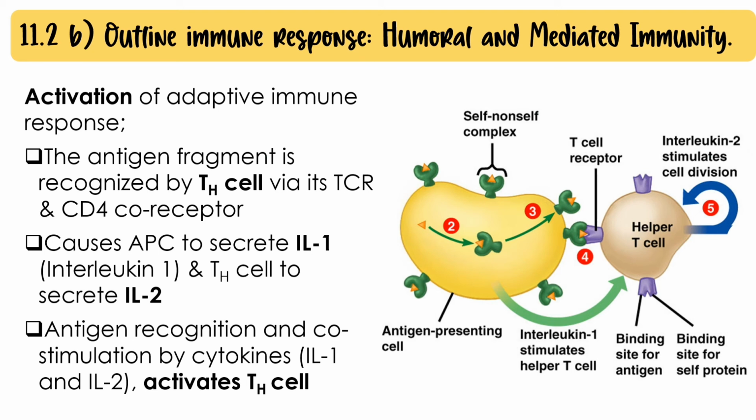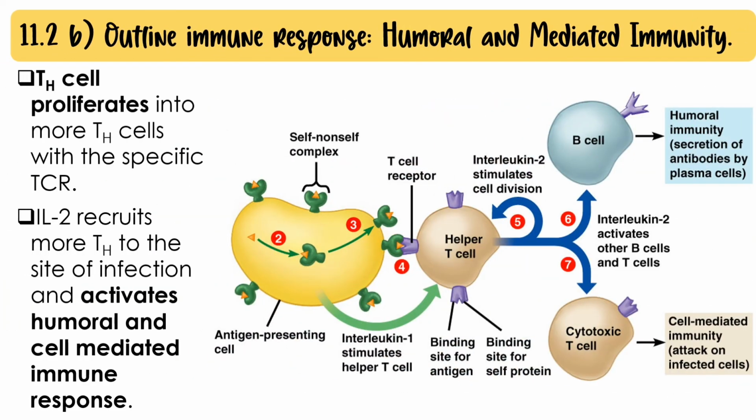Both antigen recognition, or binding of the T cell receptor with the antigen fragment, and co-stimulation by cytokines, which are the IL-1 and IL-2, will lead to activation of helper T cell. Once activated, the helper T cell will undergo proliferation and differentiation into many copies of activated Th cell. At this point, we have many copies of helper T cell with the T cell receptor that is able to recognize that particular antigen fragment presented by the antigen presenting cell. Large numbers of the helper T cell will secrete large amounts of IL-2.